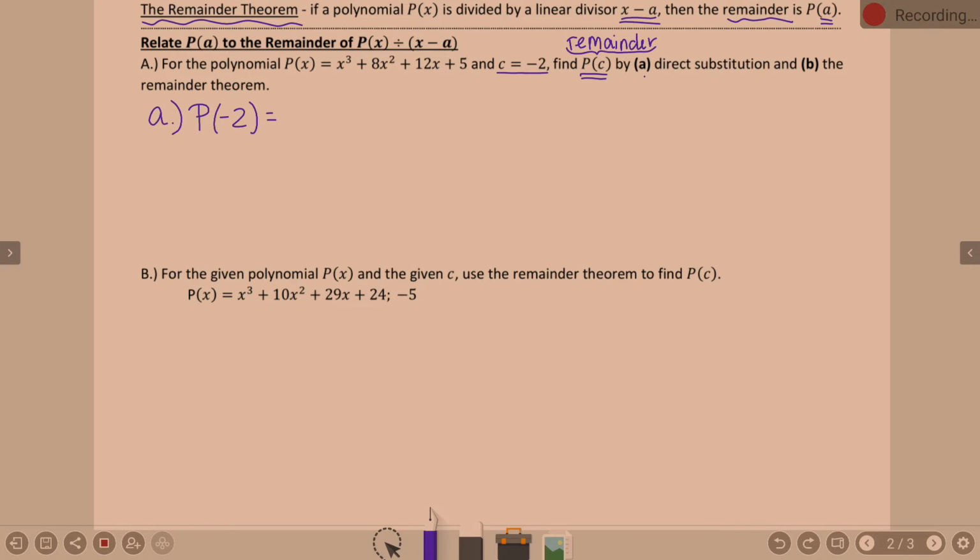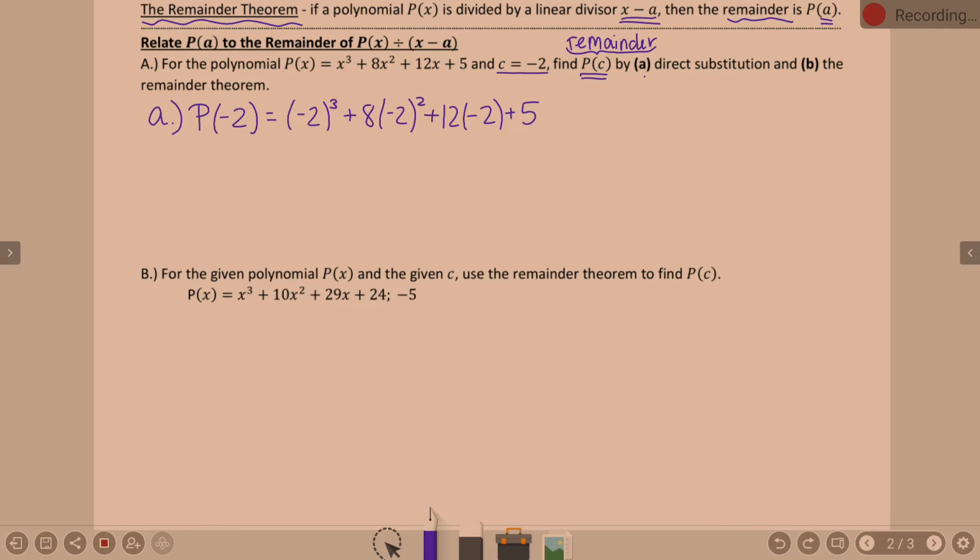I'll show you something to prove it in a moment, because we'll talk synthetic division. But I'm going to take negative 2, and any place I see an x, I'm going to plug in the negative 2. And I'm going to use specifically negative 2 because it didn't say c minus 2, did it? It said c equals negative 2. So that means I'm going to do negative 2 to the third plus 8 times negative 2 squared plus 12 times negative 2 plus 5.